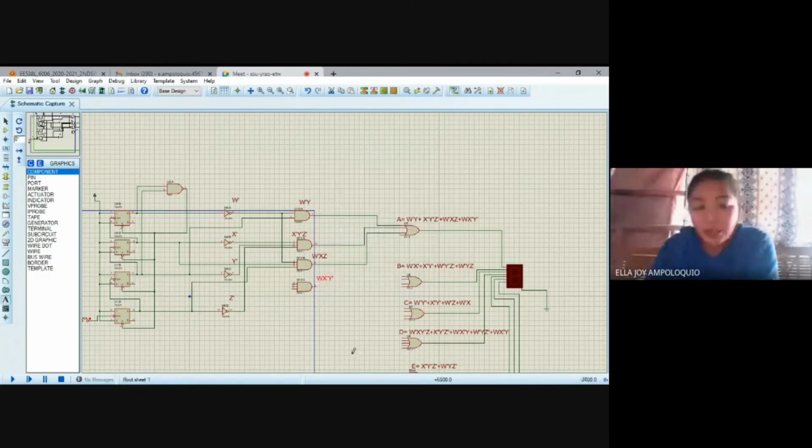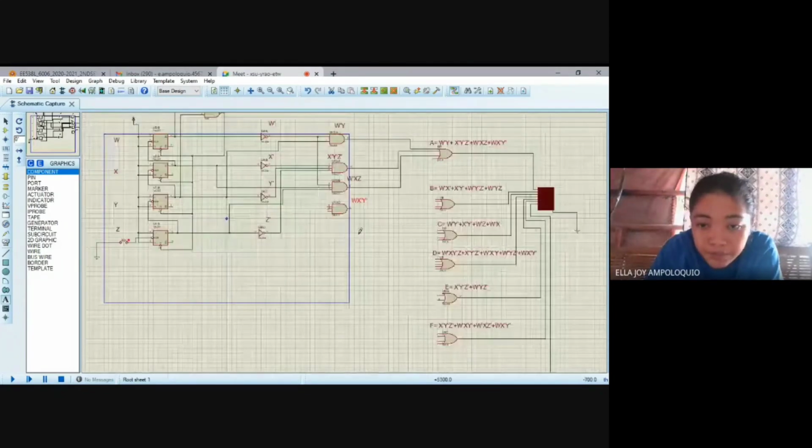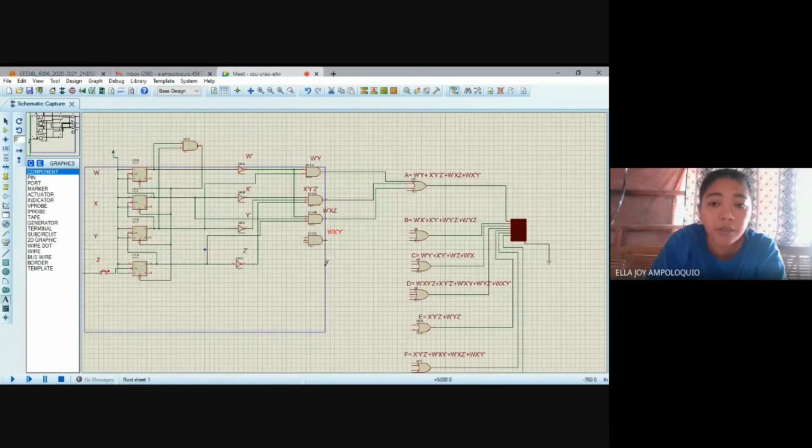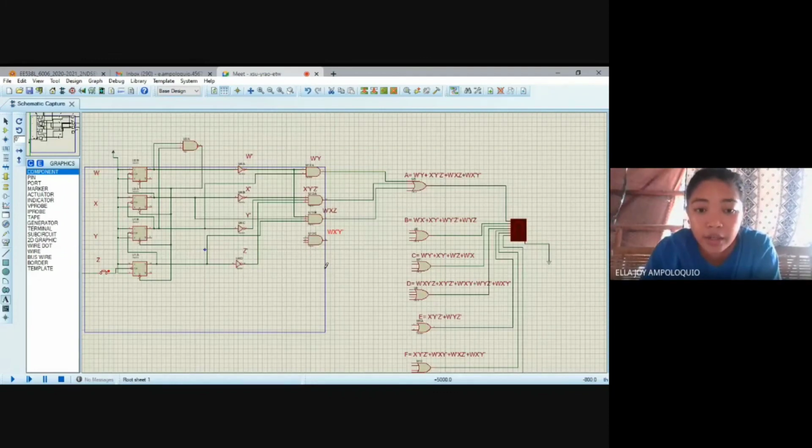So this is the way that I will connect these different wires. I will put first the gate that I will be using, then I will put the label so that I will not be confused. After that I will time-lapse it because it is time consuming. So that's all, I will connect it now. Later I will test the functionality after I connect it all.